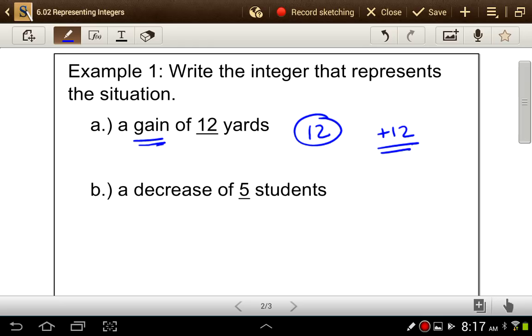Okay, in example B, a decrease of 5 students. Decrease is a negative, so that means I would write this as negative 5. Okay, make sure that you write these numbers into your blanks too on your sheets so that you know what you are finding the answer of. Okay, if you need to pause, go ahead. Otherwise, I'm going to move on to example 2.